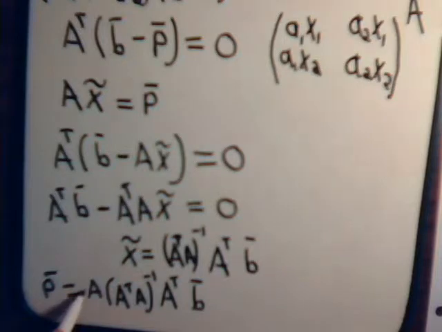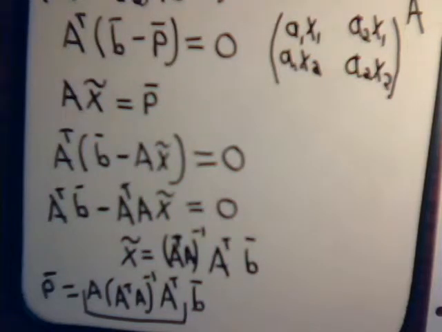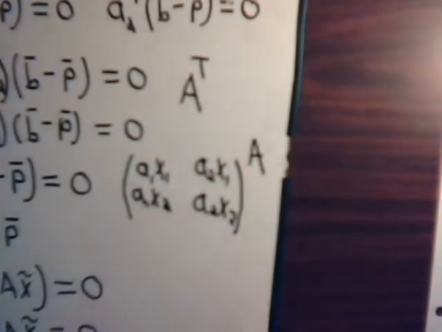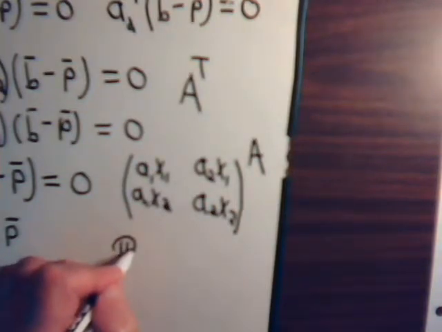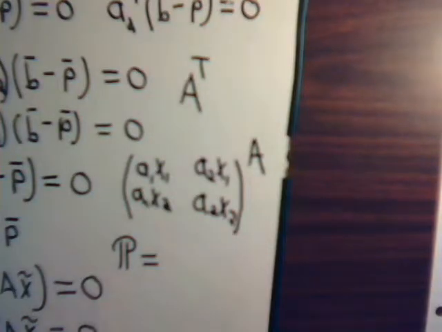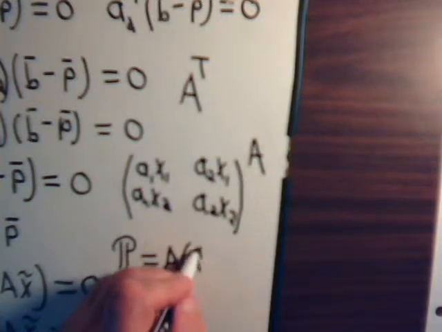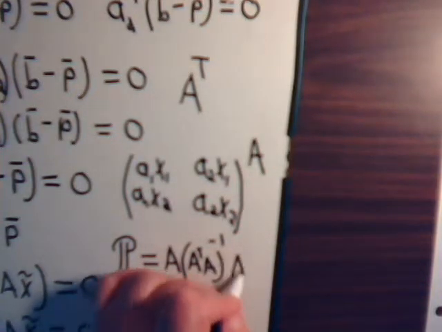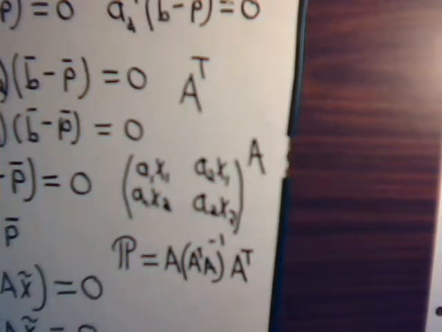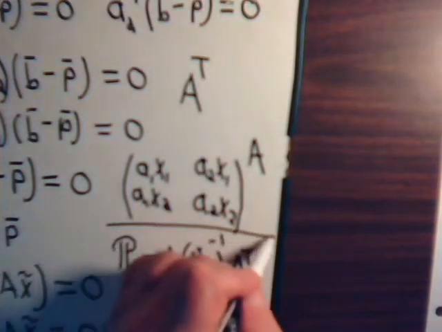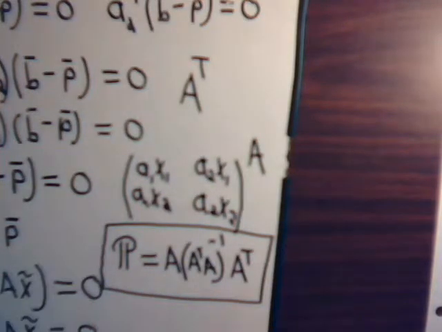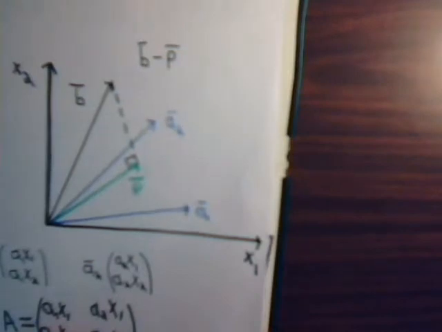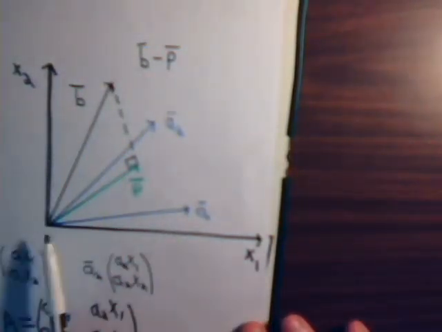times this. And that is called the projection vector. Let's write it over here. So we have the projection vector P that equals A times A transpose A, that product, take its inverse, times A transpose. That is the projection vector P, when we are taking a vector B and putting it into a plane.